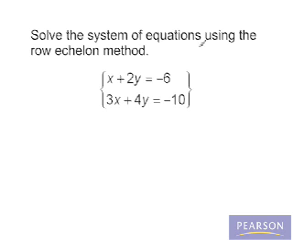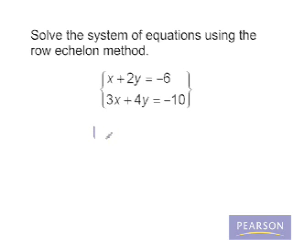Solve the system of equations using the row echelon method. We're given the system x plus 2y equals negative 6 and 3x plus 4y equals negative 10. We will begin by creating our augmented matrix, simply listing the coefficients and the constant terms.